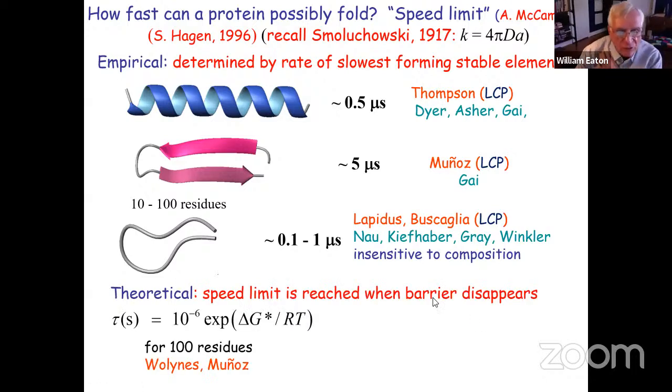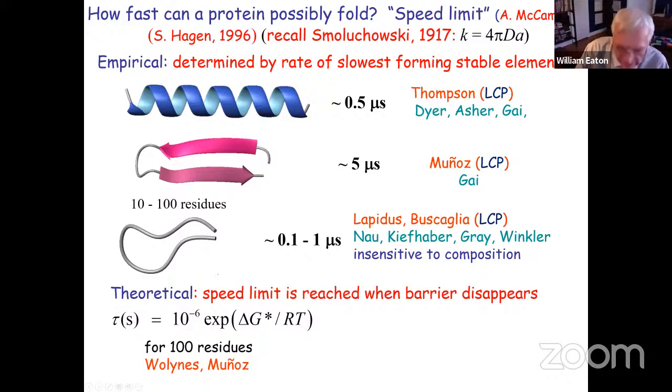Another argument, which is a theoretical speed limit, is reached when the barrier disappears. So if you have a theory that calculates the activation free energy, then you can determine the pre-exponential factor, which means when the free energy barrier disappears, the pre-exponential factor becomes the folding time. And this was done for proteins of about 100 residues by Peter and by Victor Munoz, to arrive at a pre-exponential factor of 10 to the minus 6 seconds, or 1 microsecond.